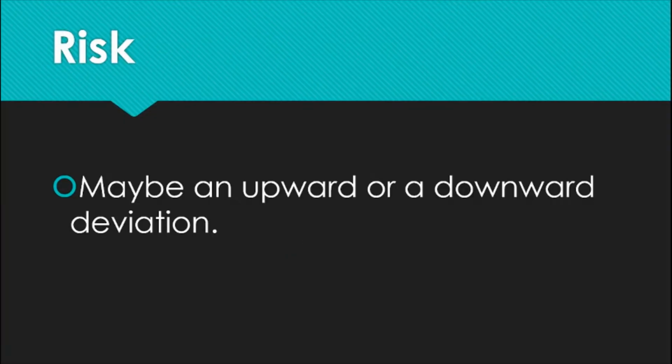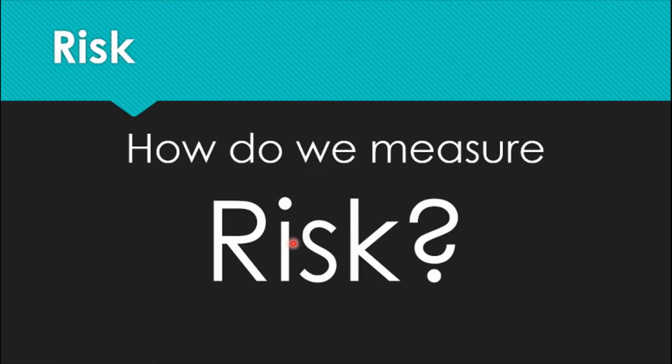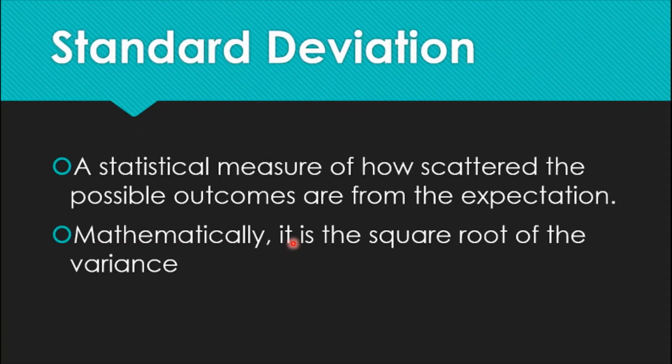But nevertheless, we are going to assume that we generally do not want risk. Yes, there can be an upside or a downside, but the general consensus is we do not want risk. So, how do we measure risk? We have the following technique called the standard deviation. The standard deviation is a statistical measure of how scattered the possible outcomes are from the expectation. Mathematically, it is calculated as the square root of the variance.